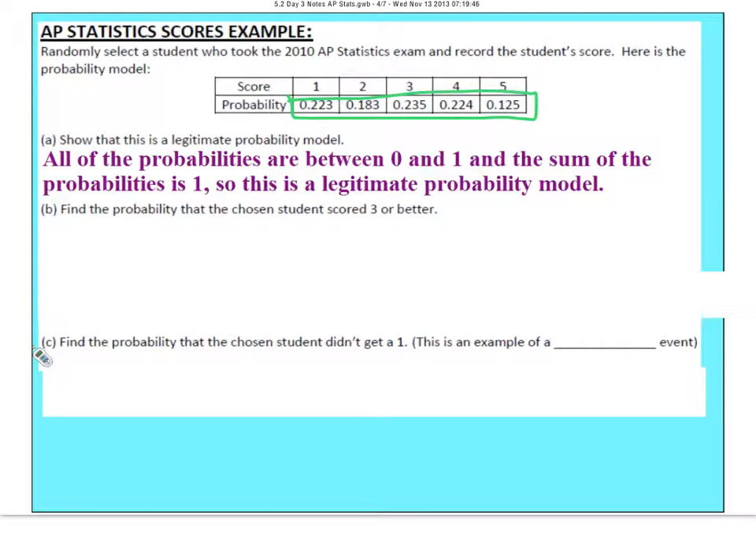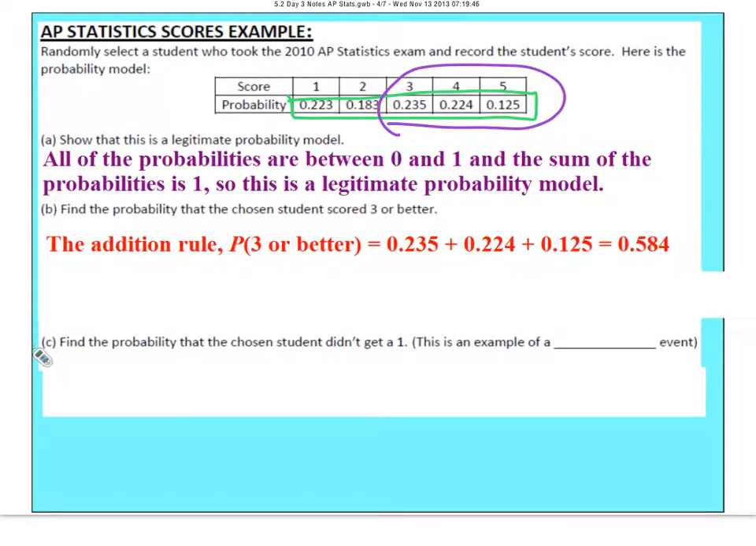The next one, find the probability that the chosen student scored 3 or better. Okay, this is not meant to be a hard question. A 3 or better are those right there. How are you going to find those? All you need to do is the addition rule. What's the probability you got a 3 or a 4 or a 5? Again, in probability theory, when you hear "or," it means add. So I'm going to take the probability of a 3, of the 4, and of the 5, and we add it up, and we got it.